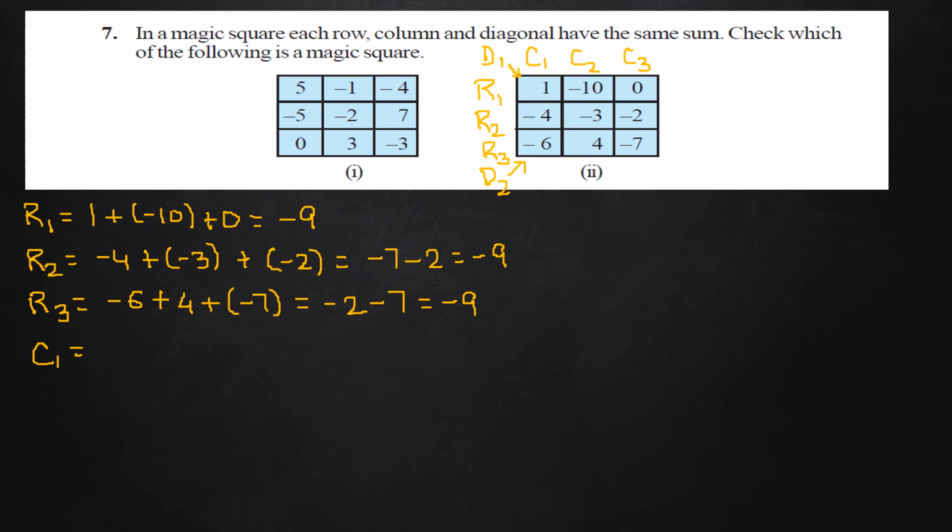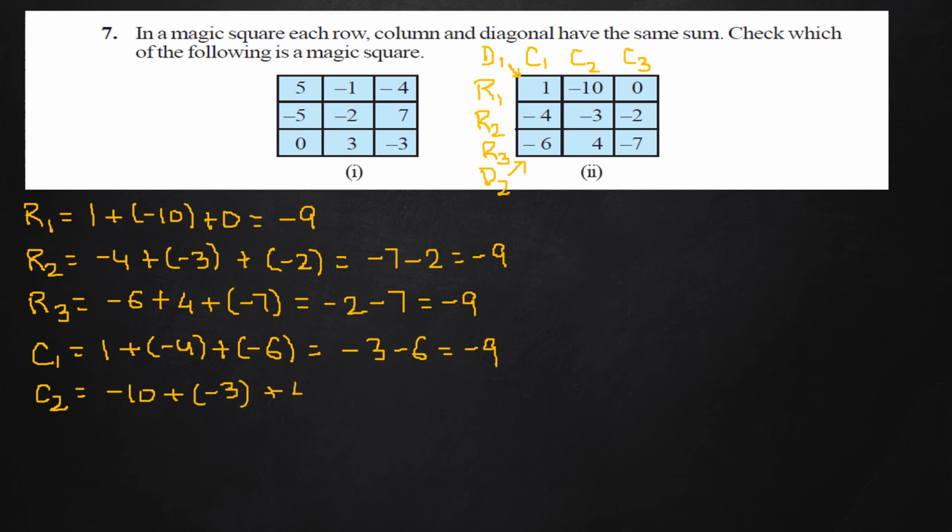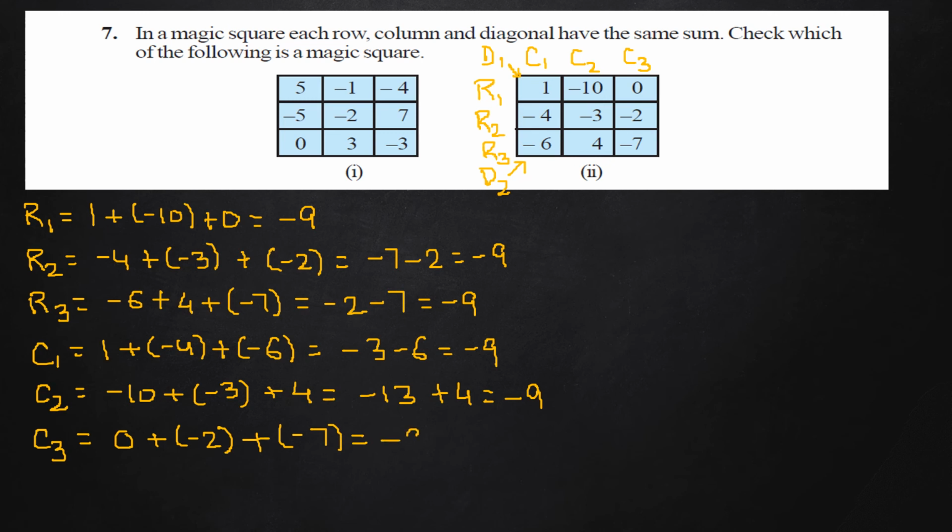Column 1, 1 plus minus 4 plus minus 6. If we add them in sequence, we simply get minus 3 minus 6 and the answer is minus 9 again. Column 2, minus 10 plus minus 3 plus 4, which is minus 13 plus 4 and the answer is minus 9. Column 3, 0 plus minus 2 plus minus 7. When we add the two negative values, we get the answer minus 9.